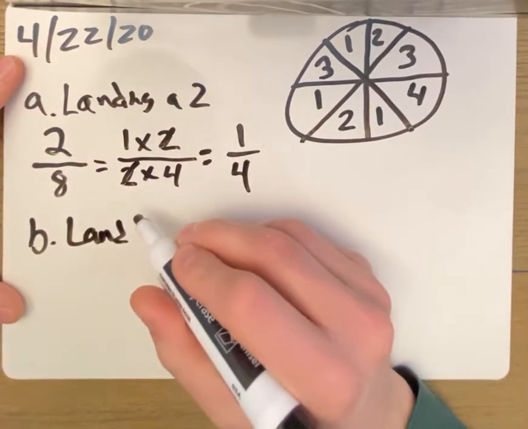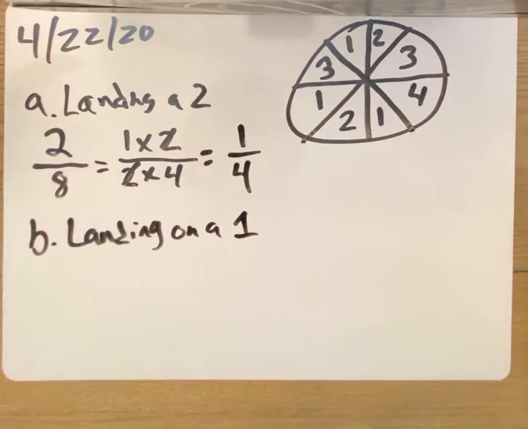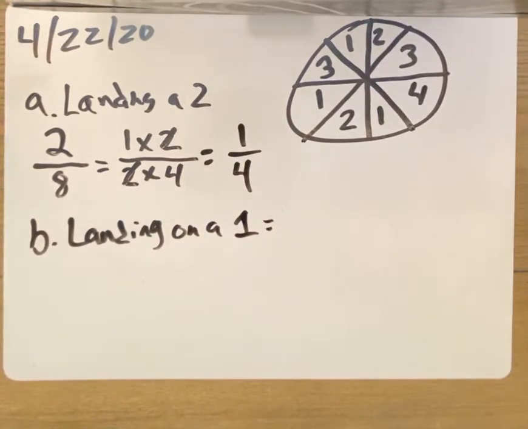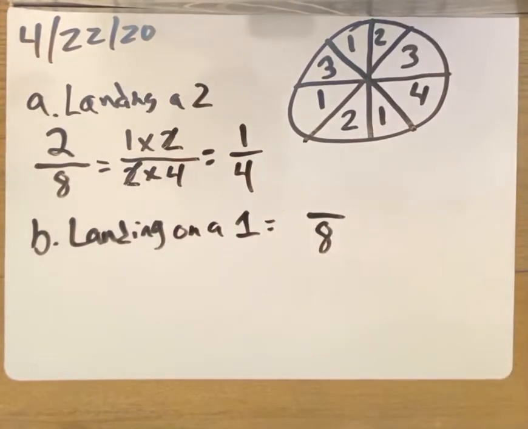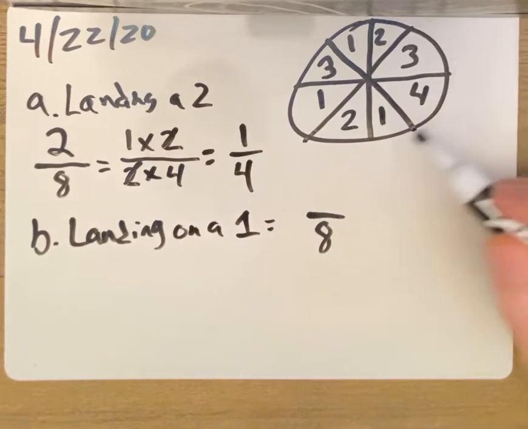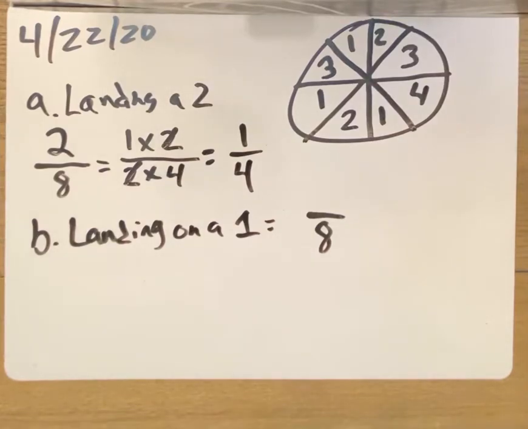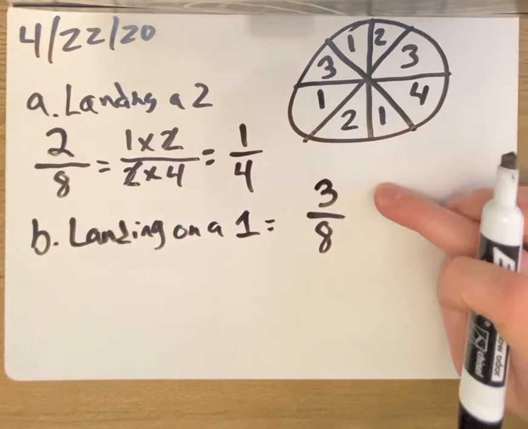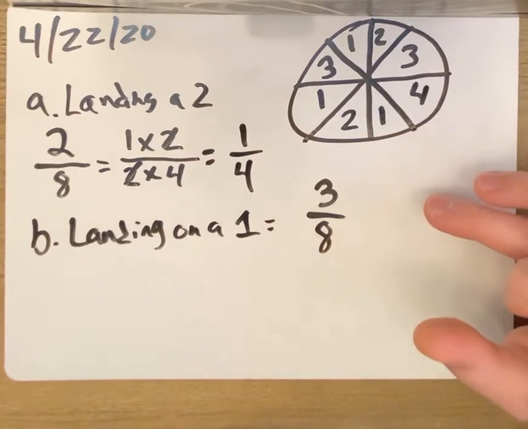Landing on a 1. I do the same thing, but this time I'm saving myself a step because I already know how many pizza slices I have. I have 8. So all you have to do is count how many 1s you have. I got 1 here, 1 there, and 1 there. There are 3 1s on my spinner, so my probability is 3/8. And I can't reduce this, because 3 is 1 times 3. I can't reduce 3.